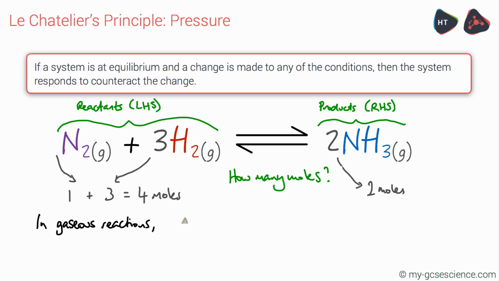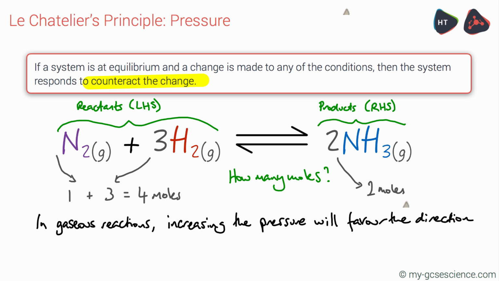Well, according to Le Chatelier's principle, if we increase the pressure in the system, then the reaction will respond to counteract the change, meaning it will want to decrease the pressure. Therefore, the reaction that produces fewer moles of gas will be favoured, as fewer moles of gas will take up less volume in the same container, therefore reducing the pressure. So in the case of this reaction, if we increase the pressure, the forward reaction will be favoured because there are fewer moles on the right-hand side of the equation.